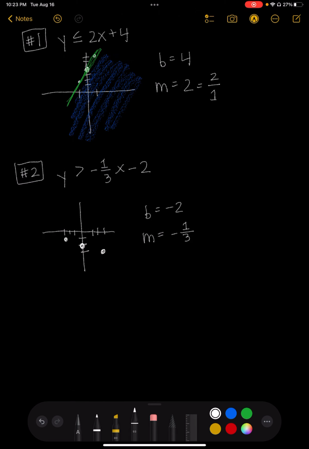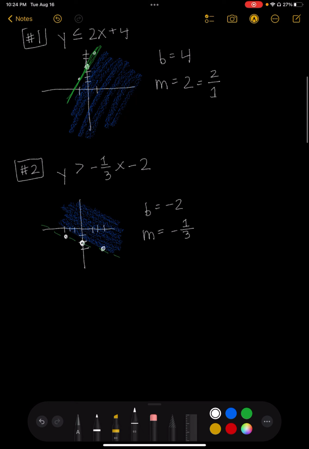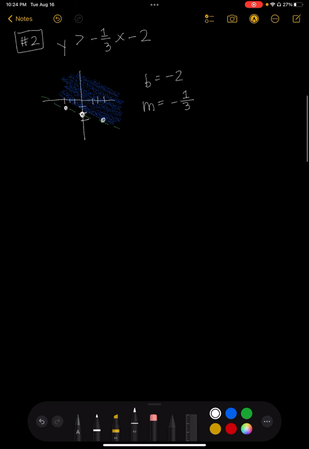So we're going to start by dotting this line, and honestly, all I do is draw a line but make it dotted, just like that. And then because it's y is greater than, we shade above, which means I'm going to shade that section above there, which represents, again, all of the solutions it could potentially be. All right, so those are pretty easy because they're in that slope-intercept form. Now let's go through a couple that are in standard form.